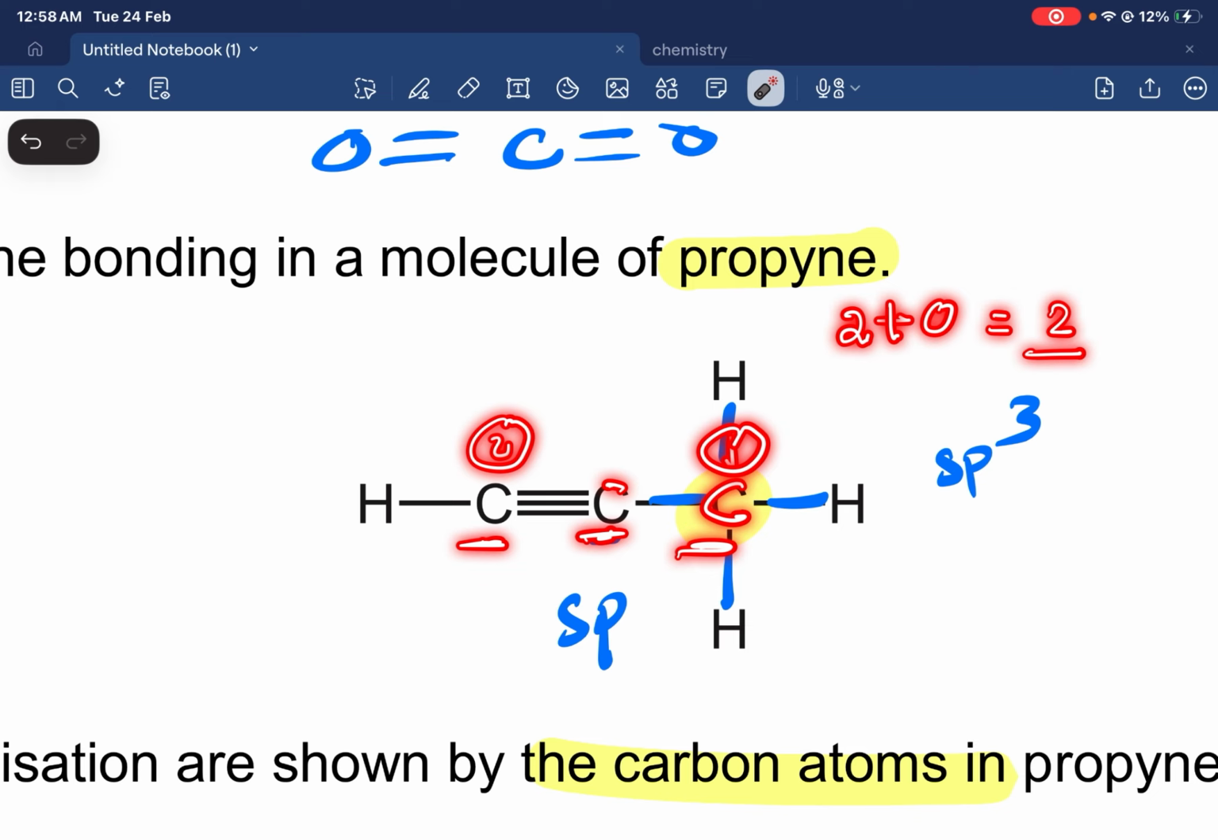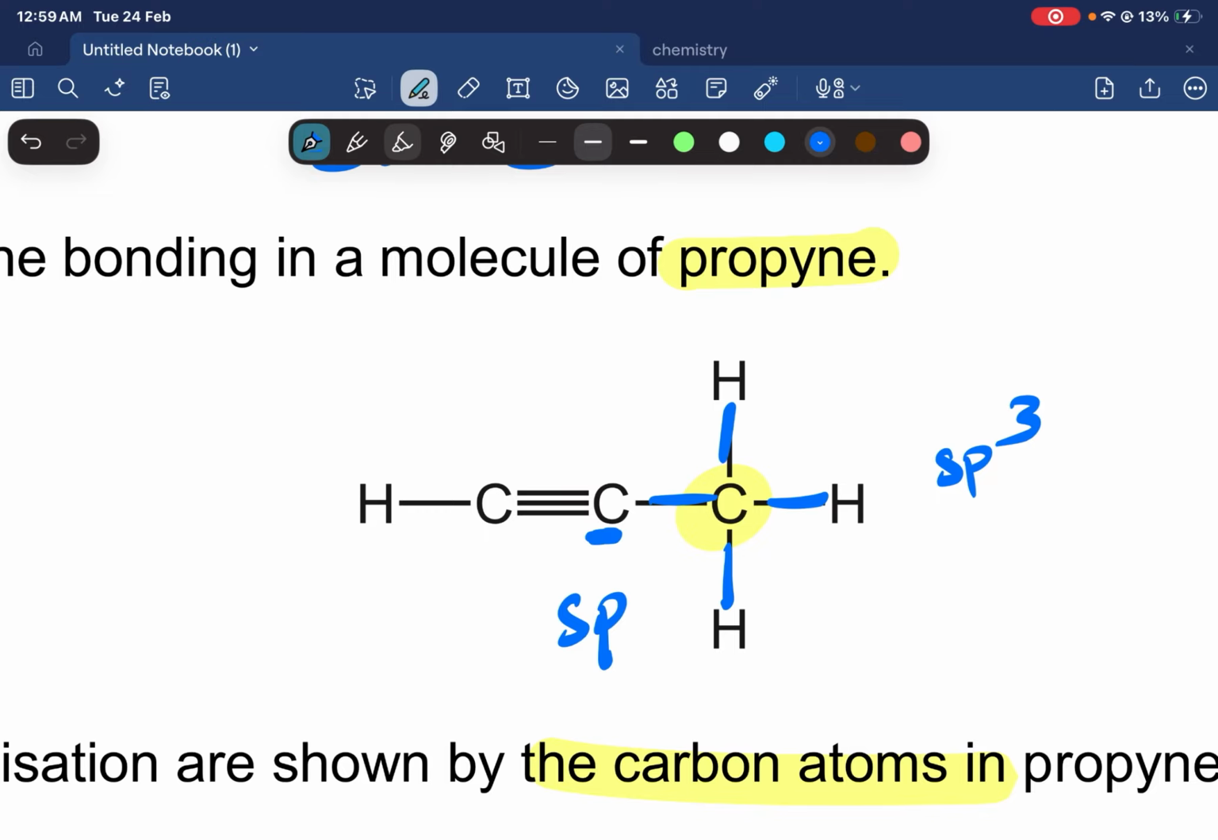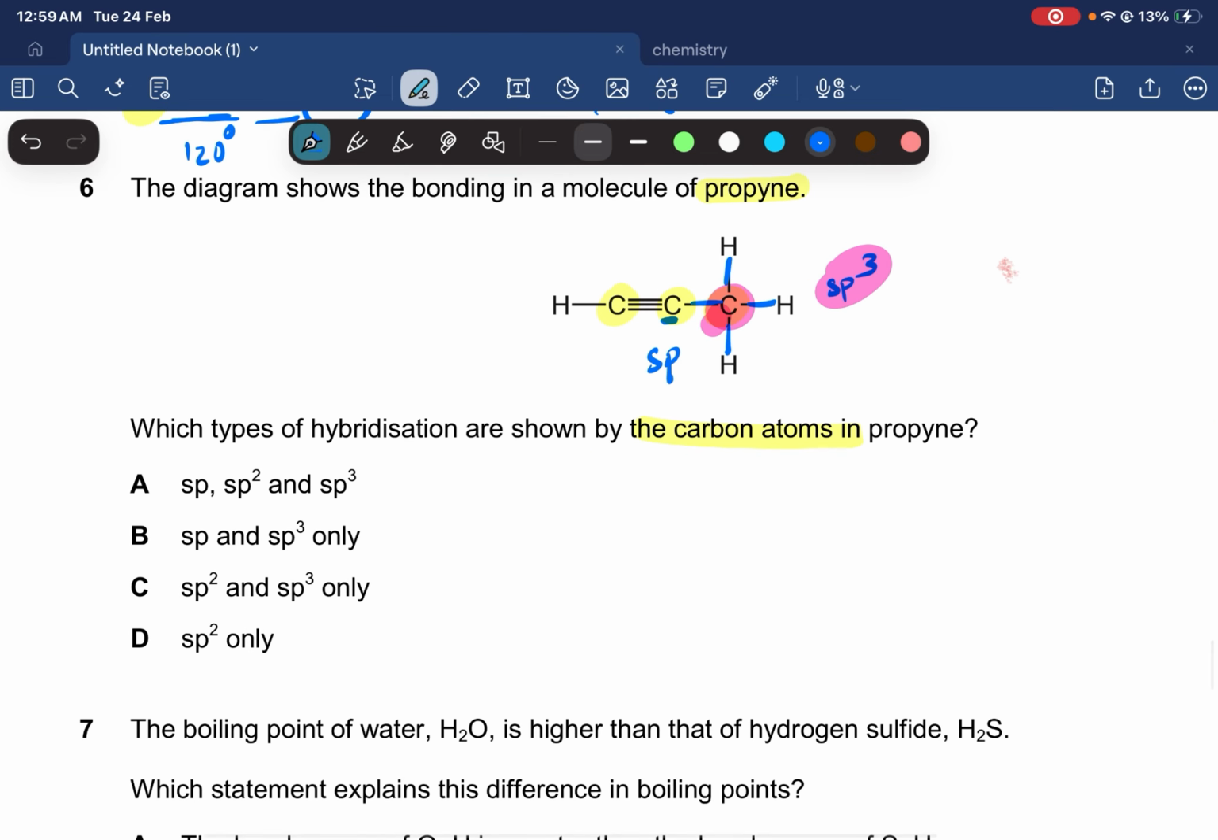That means 2 orbitals are involved in mixing, one s and one p orbital. This is again sp hybridized. 2 sigma bonds are being formed by sp hybridized orbitals, one this hybridized orbital, one this hybridized orbital. The other 2 bonds are formed by unhybridized orbitals because these 2 bonds are pi bonds. So this is sp hybridized, and this is sp3 hybridized. So we have sp and sp3, no sp2, only sp and sp3.